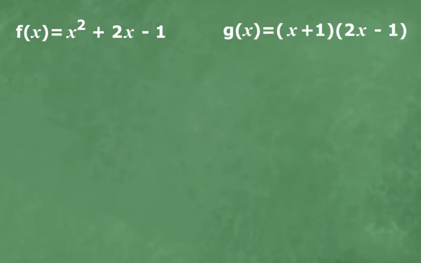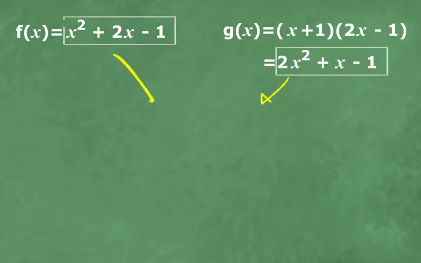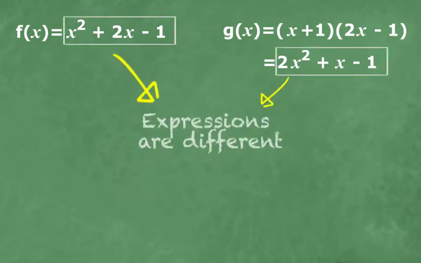In fact, if we expand g of x, we get 2x squared plus x minus 1. We can see that the expression of g of x is different from that of f of x. So, this shows that these two polynomials are not equal.